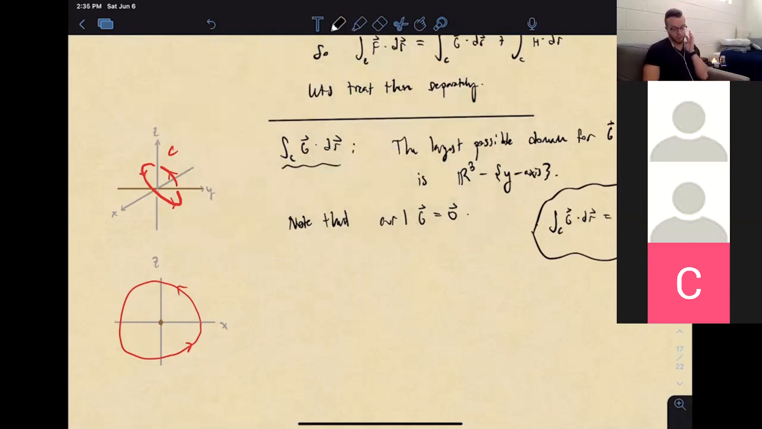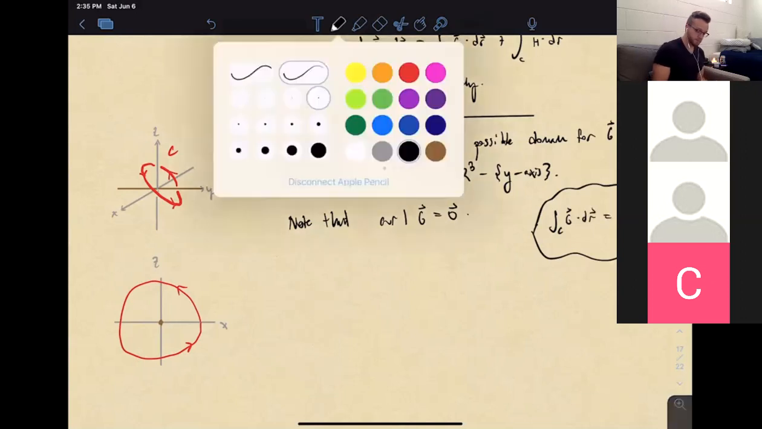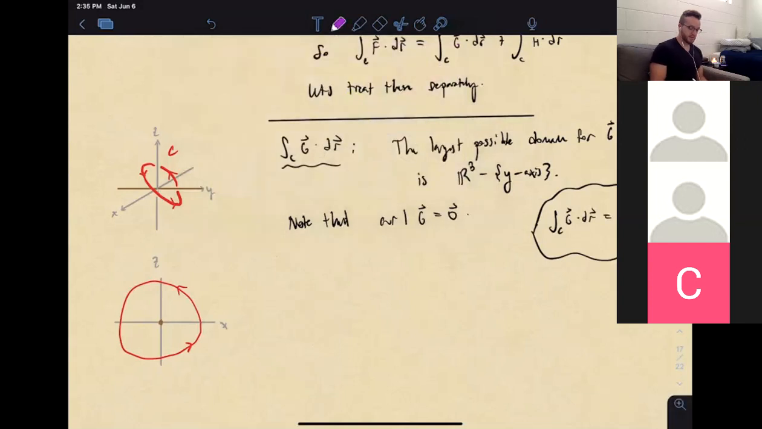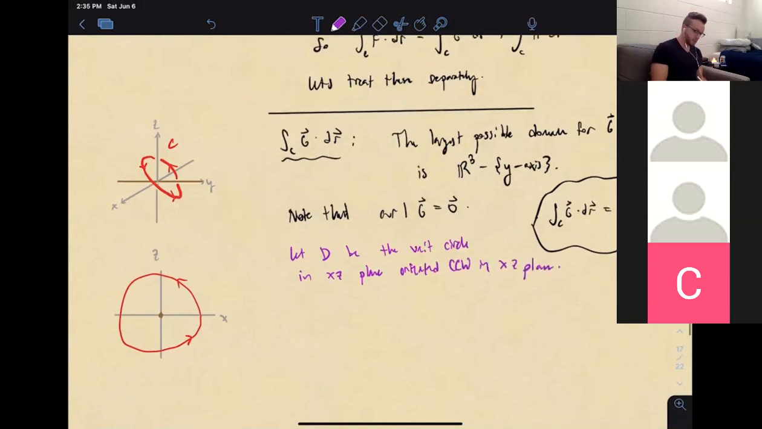What we have to do is make a semi-formal argument for that. And like Ricardo pointed out, we could do something like curve arithmetic. We could draw, maybe in purple, I could say let D be the unit circle or something in the XZ plane, oriented counterclockwise in the XZ plane. So maybe that would look like this.